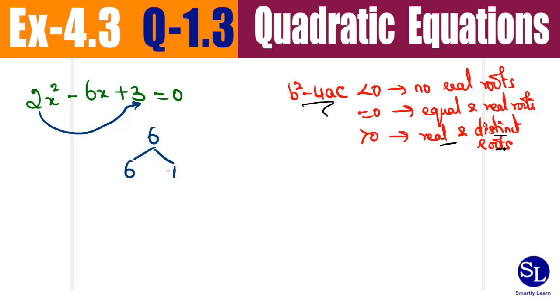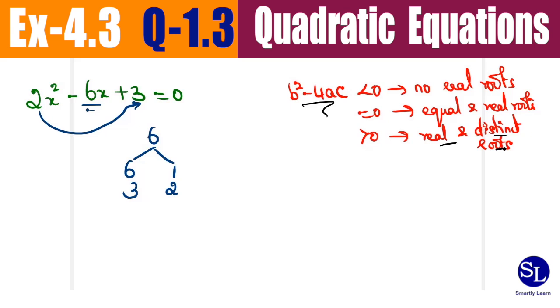So 6 ones are 6, but I don't get the middle term. 3 2s are 6. So these are simple integers through which I'm trying to split and see, but I'm not able to get the value of minus 6. So obviously the roots are going to be irrational or fractions. In these cases, splitting the middle term becomes completely difficult for us to try the combinations with. So this is where the formula method is going to help us.